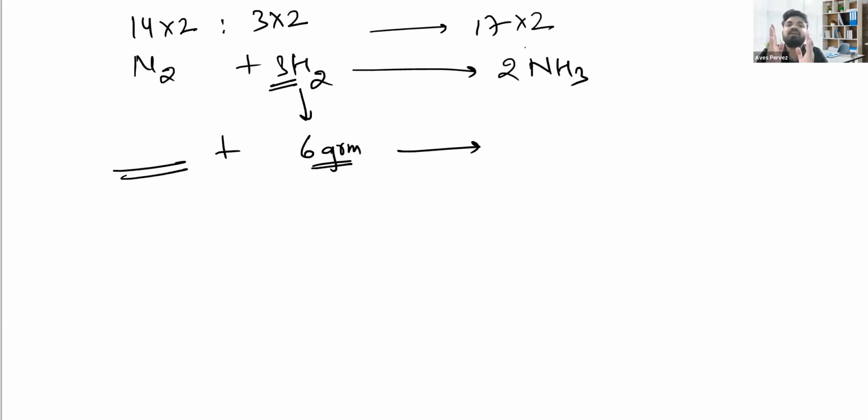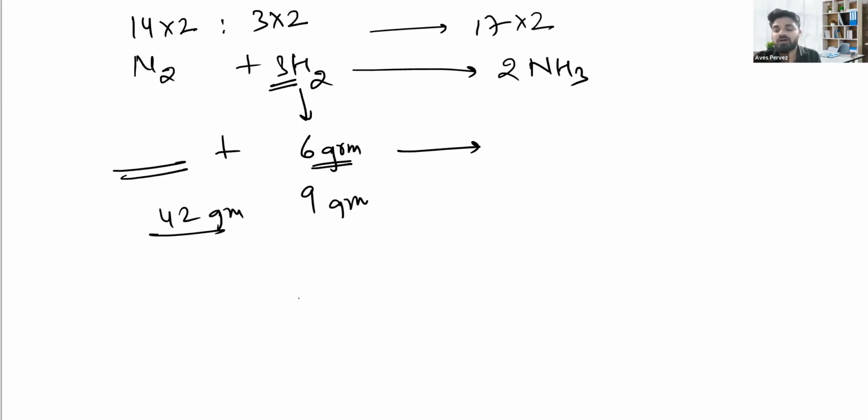If we have 3 gram of hydrogen, then we need 14 gram of nitrogen. If we have double of this, then we will need 28 gram. If I have 9 gram, 3 times of this, then how many grams of nitrogen will be required? 14 threes are 42 gram. The simplest ratio will still be 14:3. Every time you need to notice this.